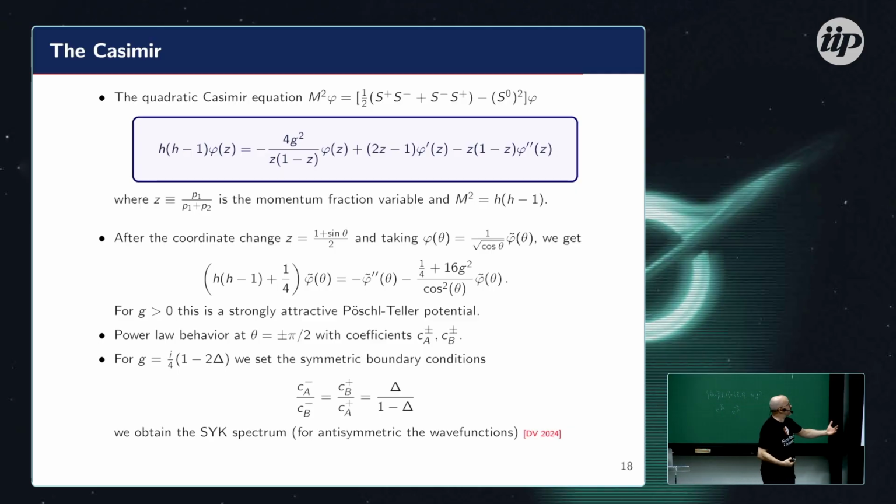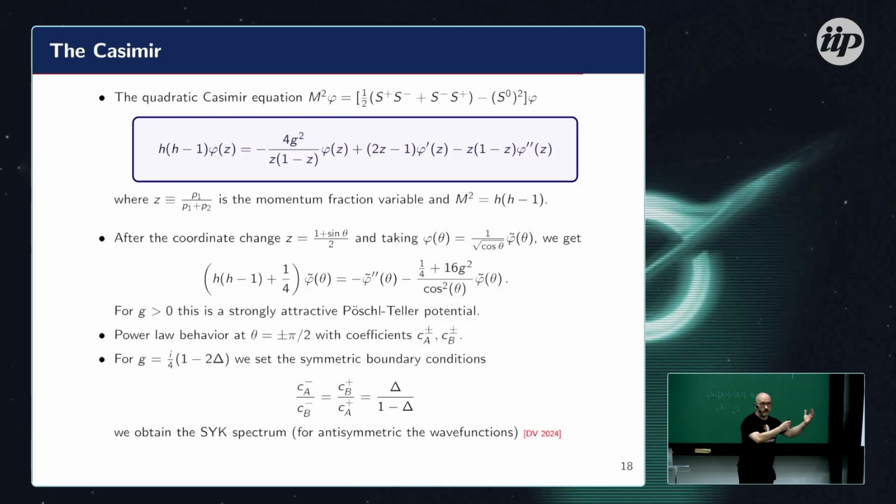How much momentum does the first particle carry out of the total momentum? Okay, so is this equation familiar? Well, this is just the Pöschl-Teller equation after coordinate change and some rescaling of the wave function. And notice that this is the Pöschl-Teller, but it's a strongly attractive Pöschl-Teller. So the potential is like that, with 1 over x squared type singularity at the endpoints.